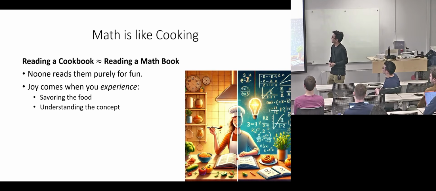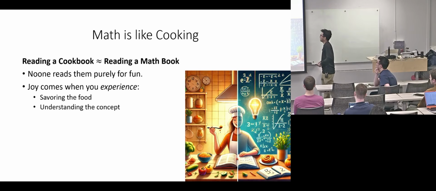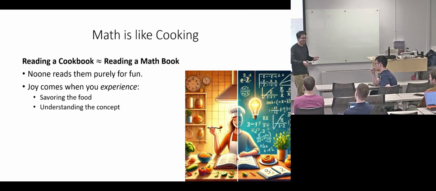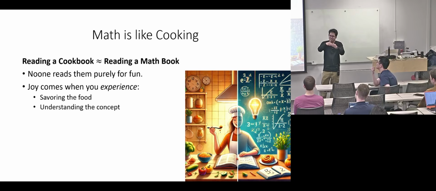The joy actually comes from experience. You don't just read it and find it so enticing that you want to read more. For a cookbook, you read it so that you can taste the food. You try to cook something and you taste the food. And when you read a math book, you don't just read the symbols themselves. You try to understand it, and the feeling of understanding that concept is like tasting the food. That's when the joy comes, right?